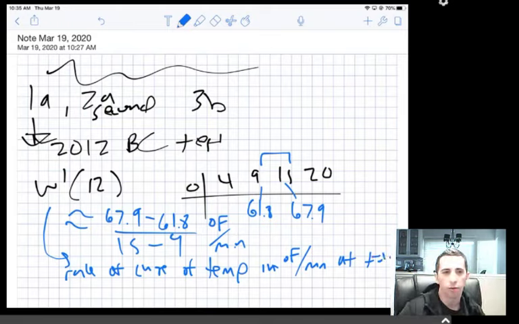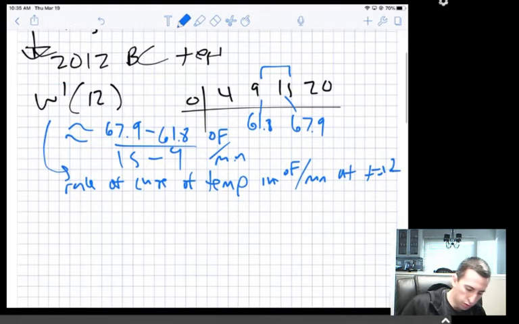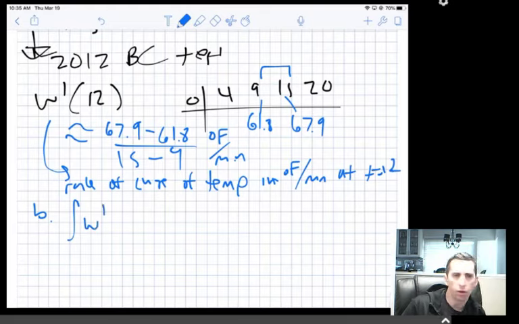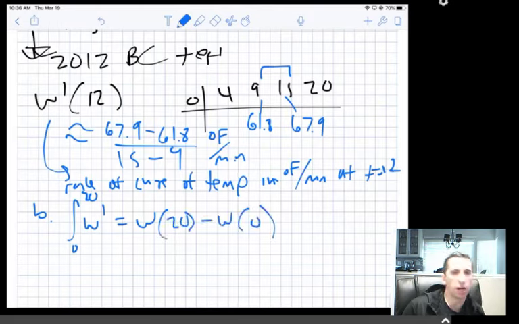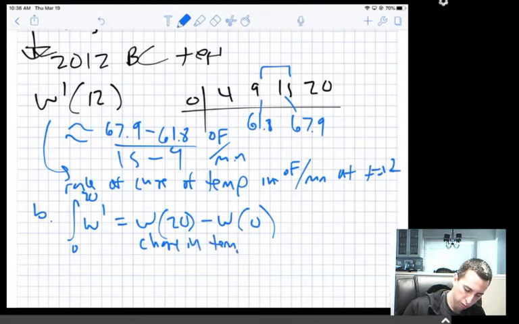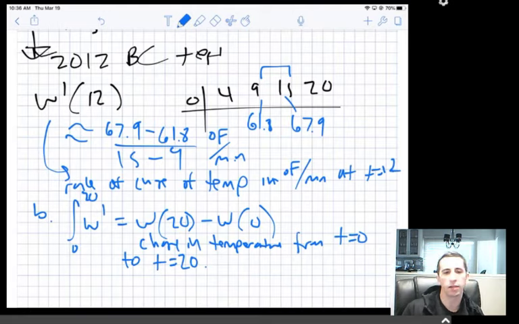Okay, so how do you interpret 1B? So, Max, the way I'd interpret 1B is when you integrate W prime, you're going from 0 to 20. I just use the fundamental theorem, so it's W20 minus W0, and that should help with your interpretation. Because W20 is just the temperature at 20, and this is the temperature at 0, so this is just the change in temperature. You integrated the rate, so it's the change in temperature from T equals 0 to T equals 20. That's how I would think about interpreting that one.